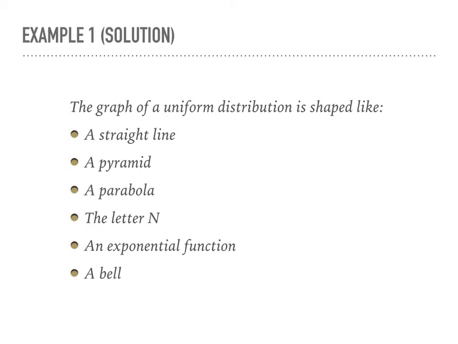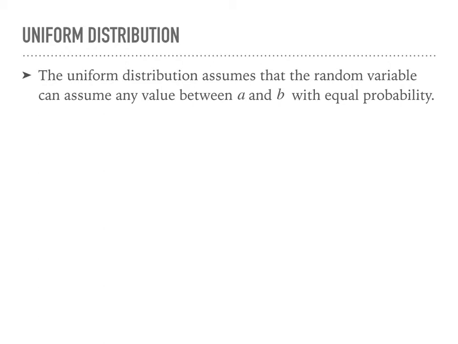So just a question to make sure that you've been paying attention. The graph of the uniform distribution is shaped like, as I just said on the last slide, a straight line. And because it's a straight line, we're able to form a rectangle between the line and the x-axis, which allows us to find the area, hence the probability, by hand. The uniform distribution assumes that the random variable can assume any value between a and b with equal probability.